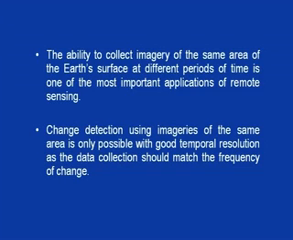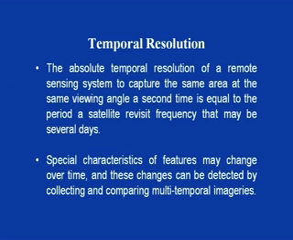Change detection using imageries of the same area is only possible with good temporal resolutions, as the data collection should match the frequency of change. The absolute temporal resolution of a remote sensing system to capture the same area at the same viewing angle is equal to the satellite's revisit period, that may be several days. Spectral characteristics of features may change over time, and these changes can be detected by collecting and comparing multi-temporal imageries.